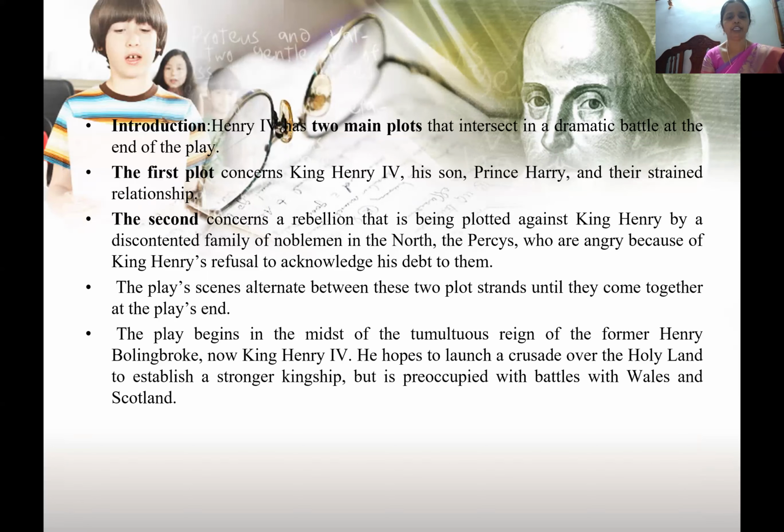The play begins in the midst of the tumultuous reign of the former Henry Bolingbroke, now King Henry IV. He hopes to launch a crusade to the Holy Land to establish strong kingship, but is preoccupied with battles with Wales and Scotland.